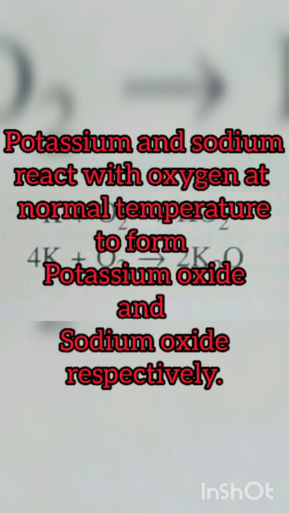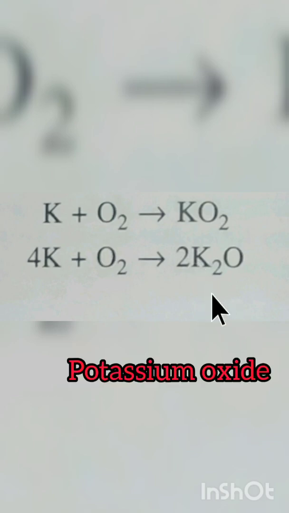If you look at the screen, you will see that K plus O2, the second one, gives K2O. So K2O is potassium oxide. Similarly, sodium, Na plus O2, gives Na2O, that is sodium oxide. Now, let's see the first reaction. K plus O2 gives KO2.